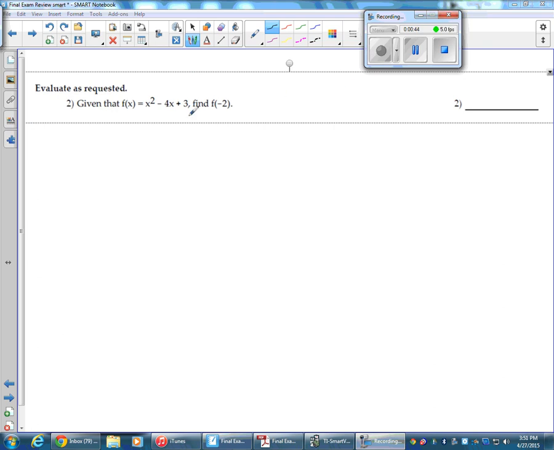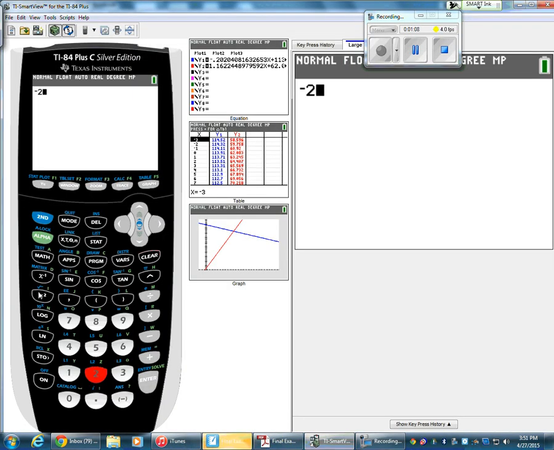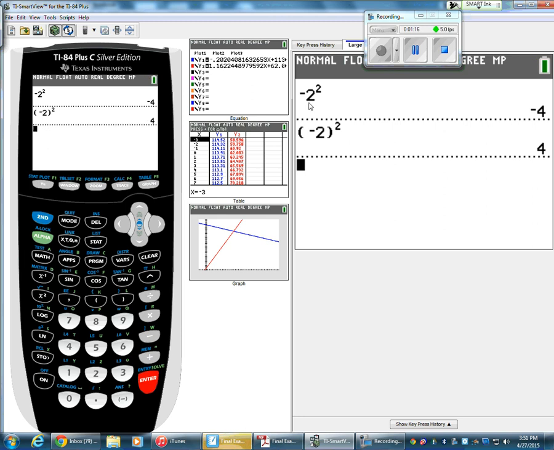All right, question number 2. Given that f of x equals x squared minus 4x plus 3, find f of negative 2. So what you're going to do here is everywhere there's an x, you're going to plug in a negative 2. And if you're wondering where people make mistakes here, it's not putting parentheses around a negative when you're squaring it, because negative 2 squared is 4. But if you just type negative 2 squared into your calculator, it's going to tell you negative 4. So you've got to remember to put negative 2 in parentheses and square it. That way it's negative 2 that's being squared and not just the 2.